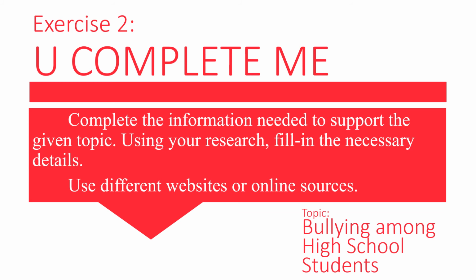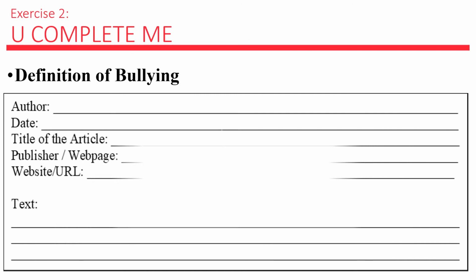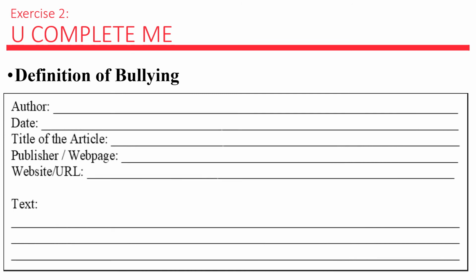Exercise 2 is entitled You Complete Me. You complete the information needed to support the given topic or subtopic. Using your research, fill in the necessary details. Use different websites or online sources, if possible. Your topic for this activity is bullying among high school students. You may accomplish this activity using the copy of the exercise attached to the module given to you.